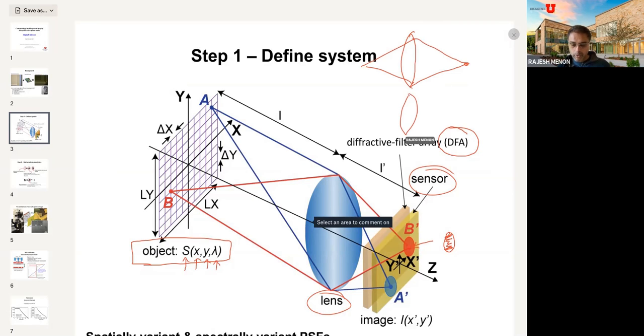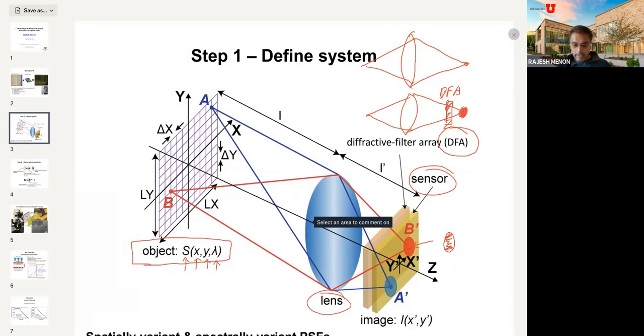But now I'm going to introduce something in front of this. This is what I call my diffractive filter array. Instead of forming a point here, I'm going to blur this because I'm diffracting the light. But what's special is that I'm going to blur it in a very specific manner that changes the shape of that spot as a function of wavelength.